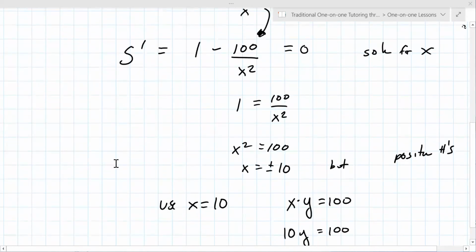What would you like us to look at next? Let's do the second one. Let's do number 2.